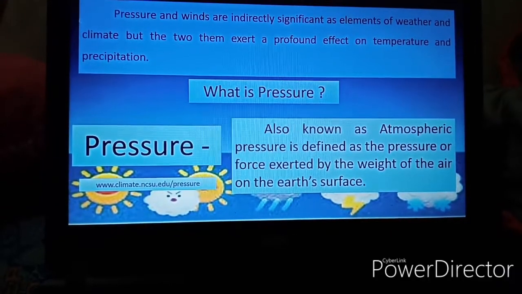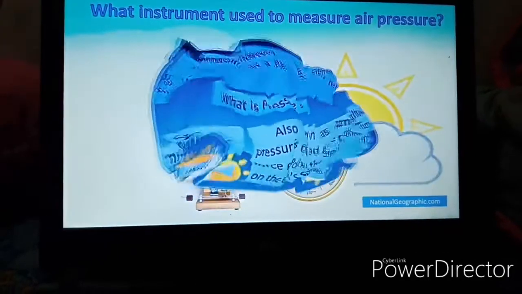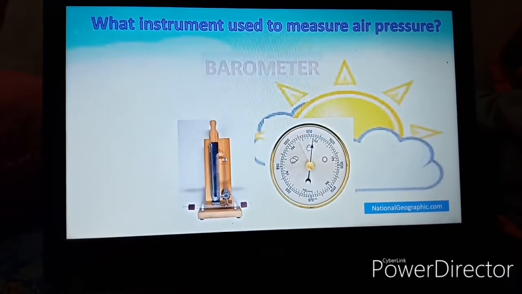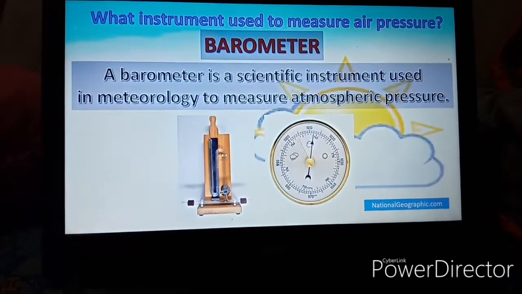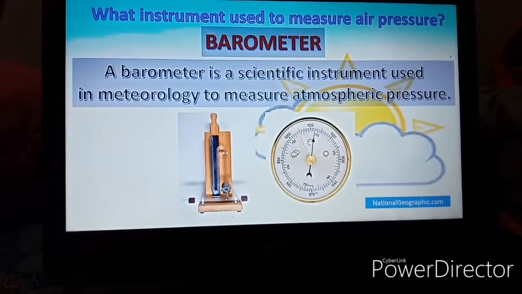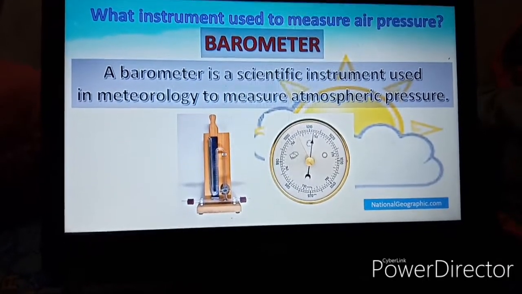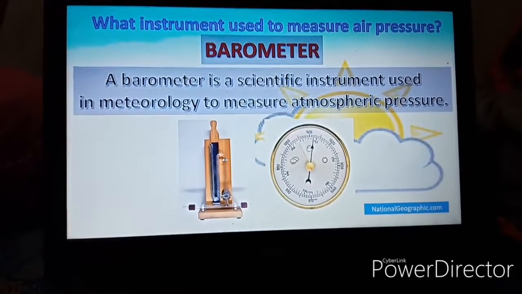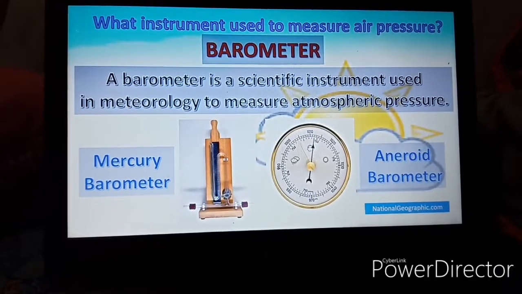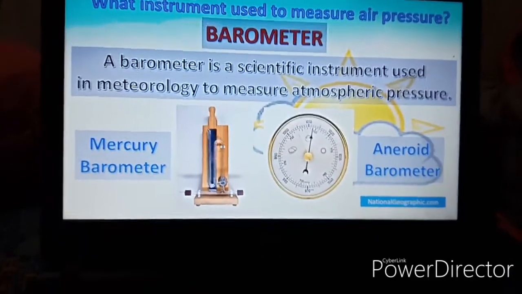So what is the instrument used to measure air pressure? The instrument used to measure air pressure is a barometer. A barometer is a scientific instrument used in meteorology to measure atmospheric pressure. The barometer has different types. First is the mercury barometer, and second is the aneroid barometer. Let's define them one by one.